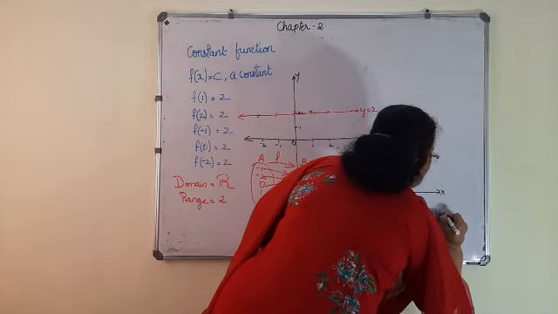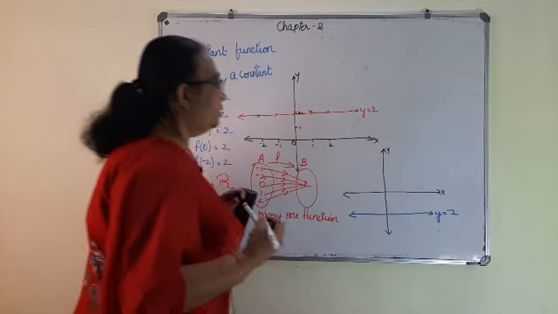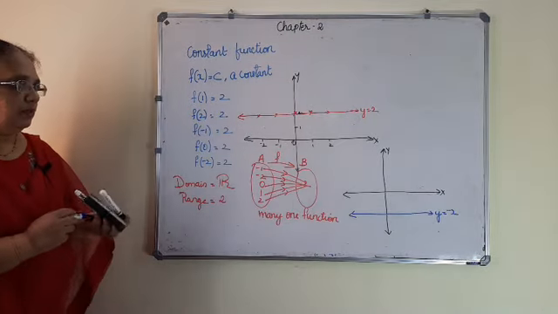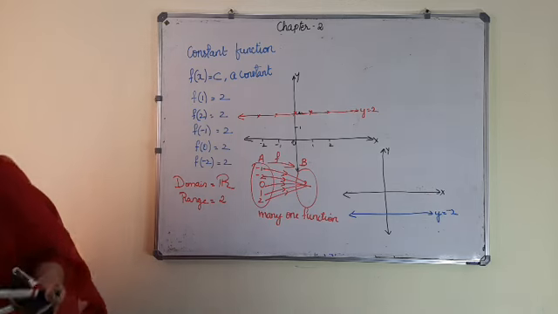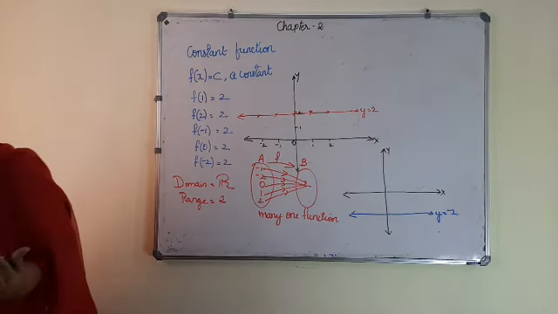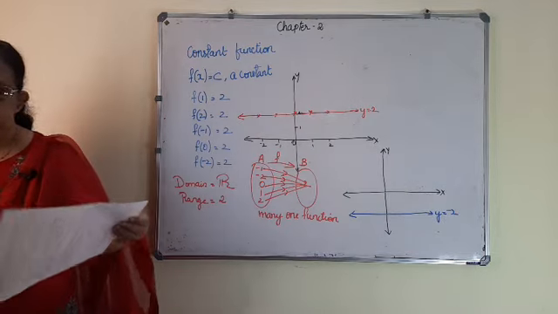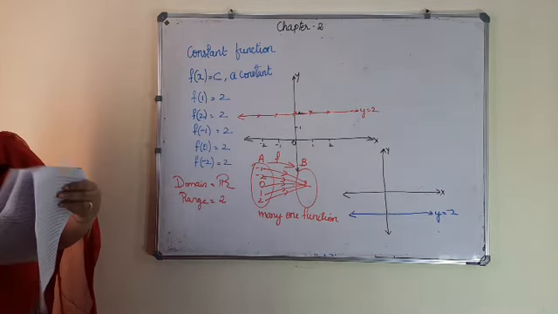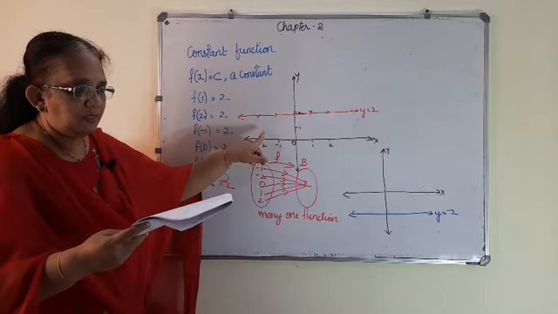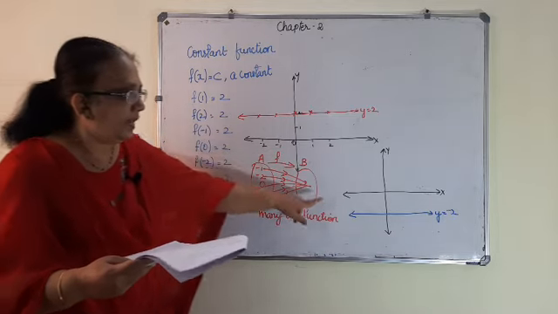Y is equal to minus 2. This is also a constant function. So what is the constant function? Now let me read the constant function. The constant function is always a straight line parallel to the x-axis.